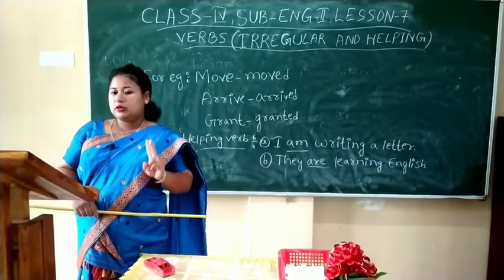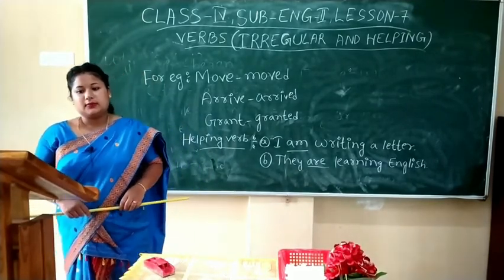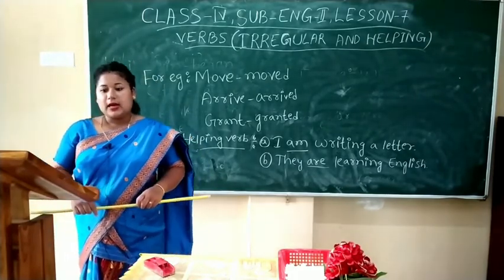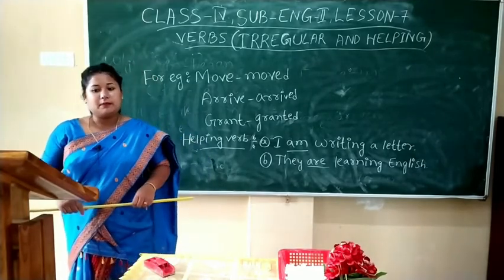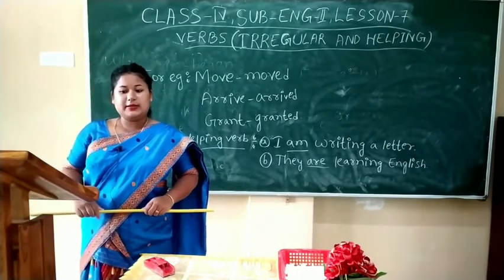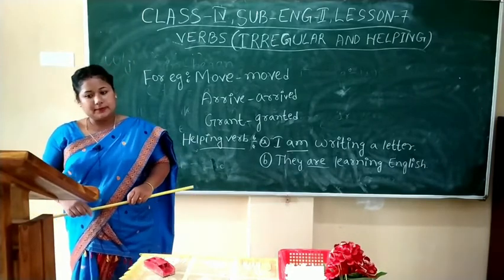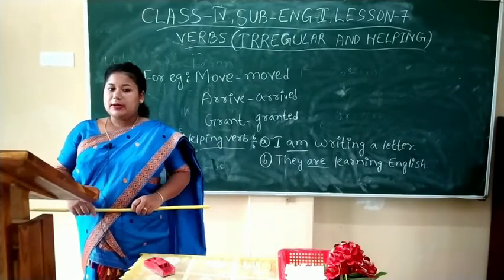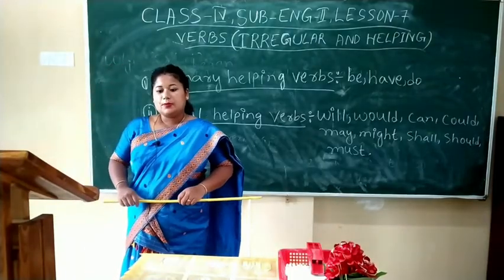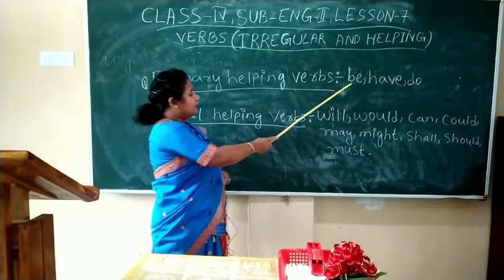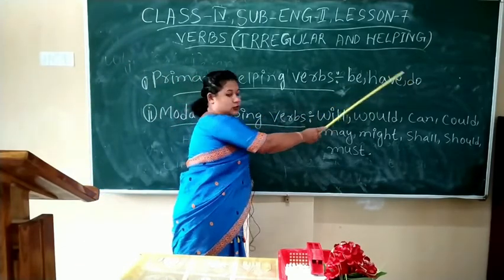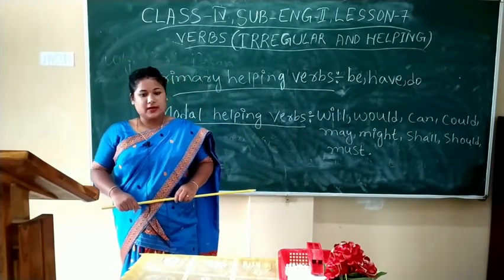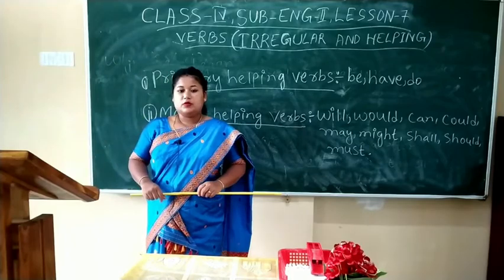Helping verbs are of two types. They are primary helping verbs and modal helping verbs. Let us learn about primary helping verbs. Primary helping verbs are be, have, do.